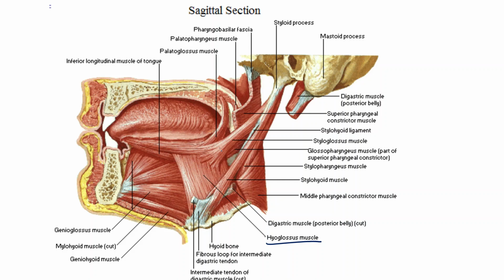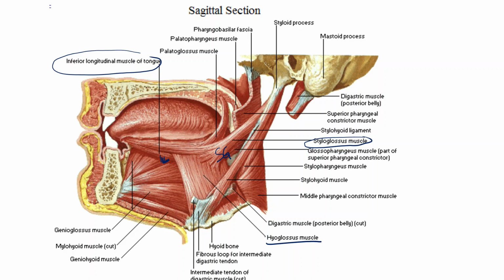Number one is the styloglossus laterally and the inferior longitudinal muscle medially. So close to the insertion, the hyoglossus muscle is seen between the styloglossus laterally and the inferior longitudinal muscle medially. So this is about the insertion of the hyoglossus.